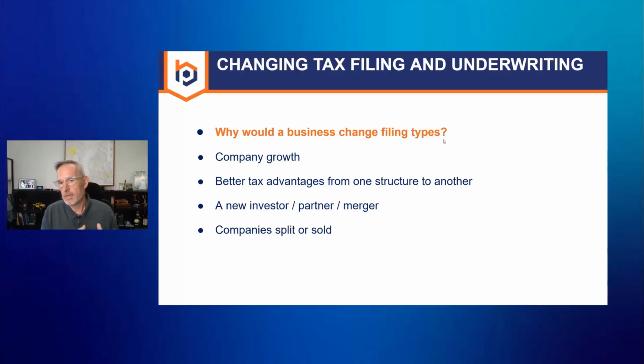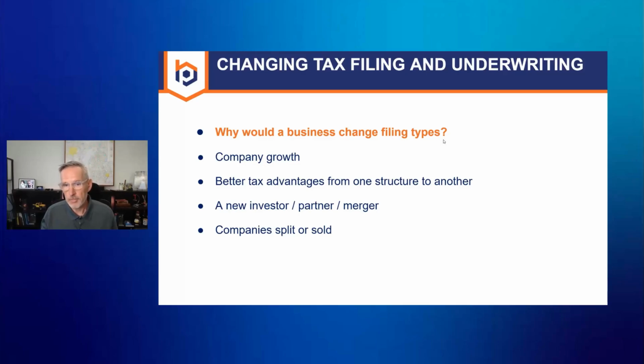underwriter. Now, the business owner also has to think about the way I've got my business structured: is it efficient, legal, and in compliance? And you may need to change for a lot of these reasons. That's why business owners may do this. Number one, it might be just due to company growth. They want to go from a sole proprietorship to an LLC or a C Corp. They want to take better tax advantages from one structure to another, or they're looking to bring on a new investor or partner, or do a merger with another company, or the company is split or sold. So these are the real world reasons why a business owner would do that.